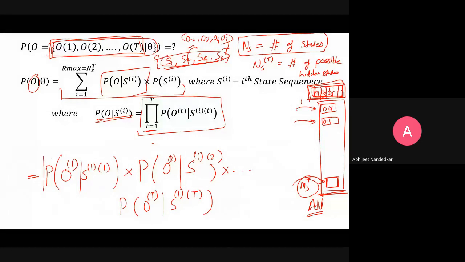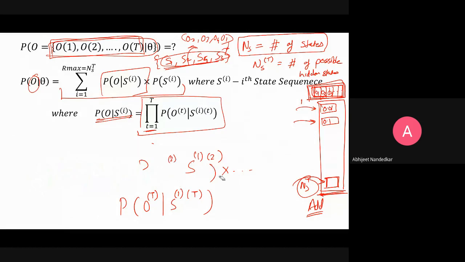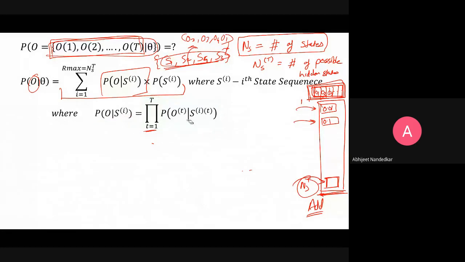Similarly, we will change i equal to 2 and then find out for the second sequence. And this will be a very huge calculation. You can then think of what is the complexity of this thing. I will show you what the complexity is. So this equation you will substitute here.